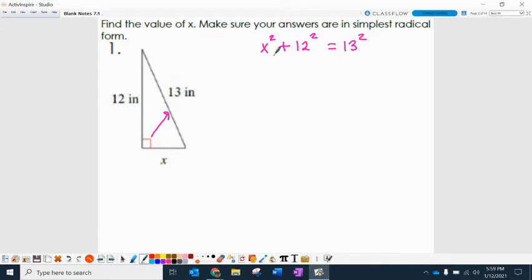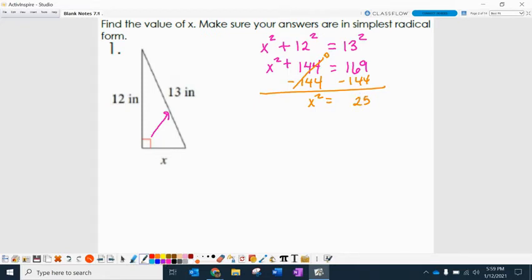Okay, and now we want to solve for x. Well, I know that 12 squared, that's a perfect square, so that's going to be 144. I have that memorized. And 13 squared is 169. And that's about as high as I go on the perfect squares that I have memorized, but you can use your calculator to help. I'm going to subtract 144 from both sides. That goes to 0. So I know that x squared equals 169 minus 144, which is 25.